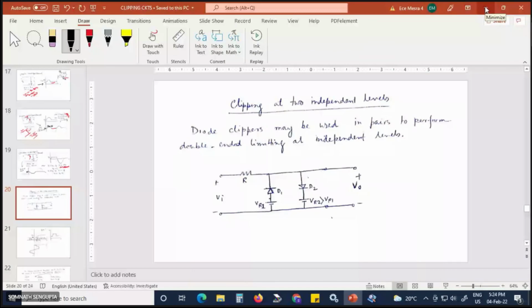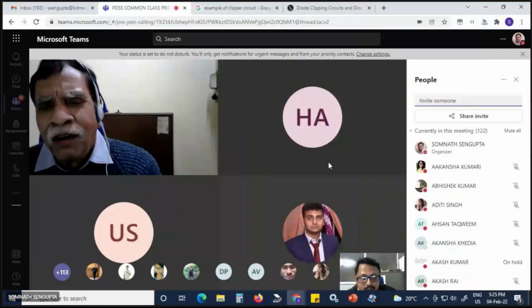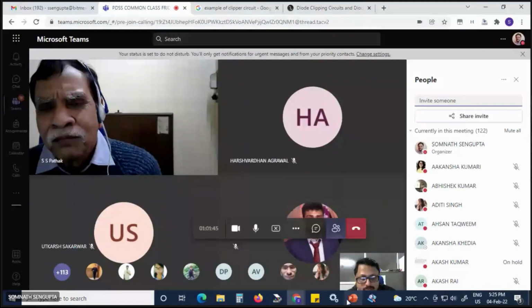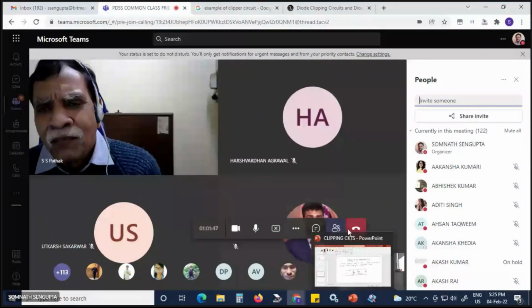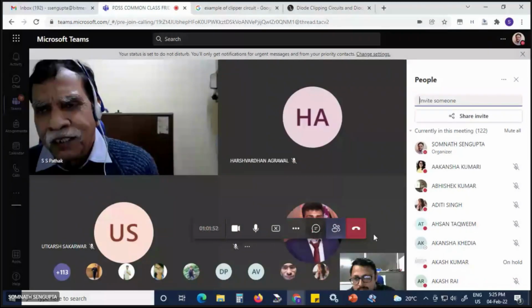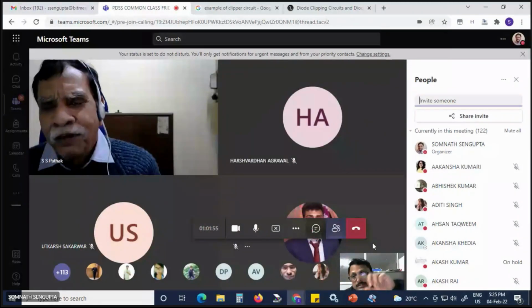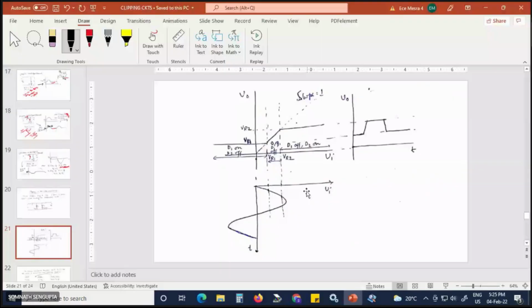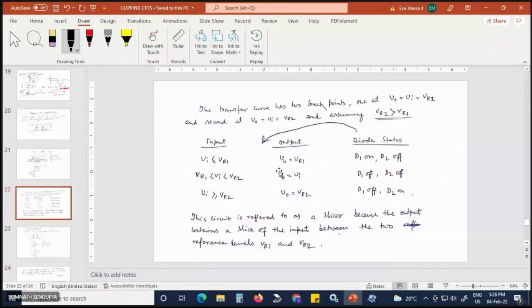Any question you can ask? At two independent levels means two diodes will be there in opposite direction, but not the two peaks of the sinusoidal signal. Not two peaks. I am just showing this one. Intermediate values you are choosing, yes, by clipping the two. That is there, this one and this one.